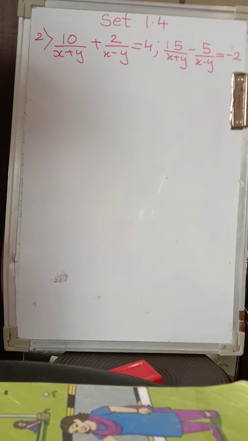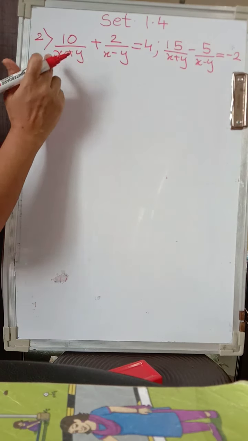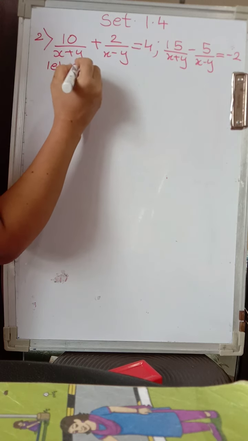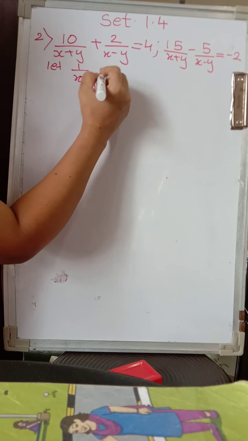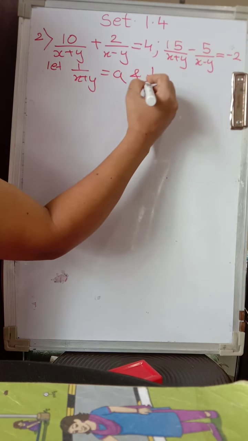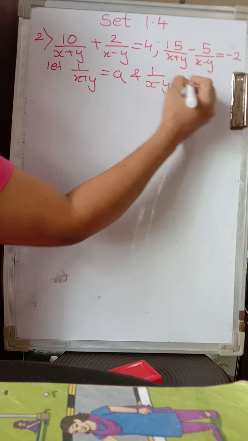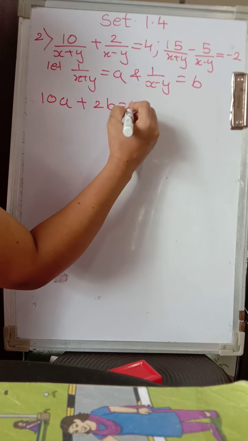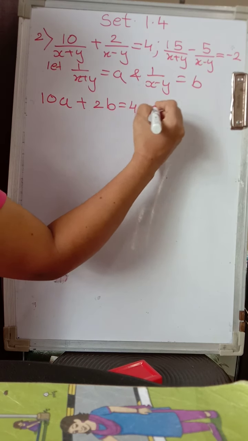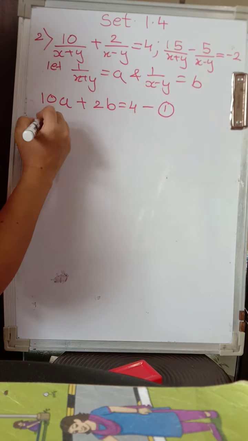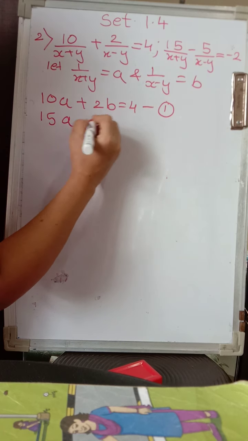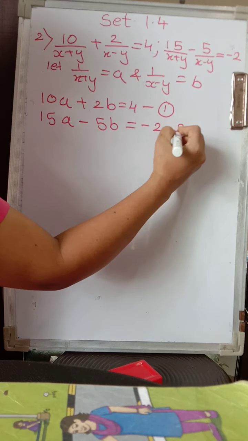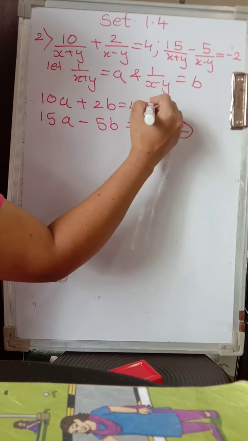Okay, this is the second problem from your textbook. Now see, instead of x you have x plus y. So let us suppose 1 upon x plus y is equal to A and 1 upon x minus y is equal to B. So what are you going to get? 10A plus 2B is equal to 4. This will be your first equation. And the second equation, what you will get? 15A minus 5B is equal to minus 2. This will be your second equation.